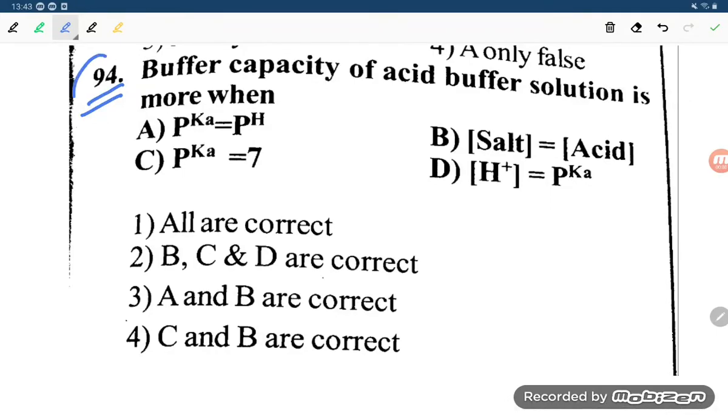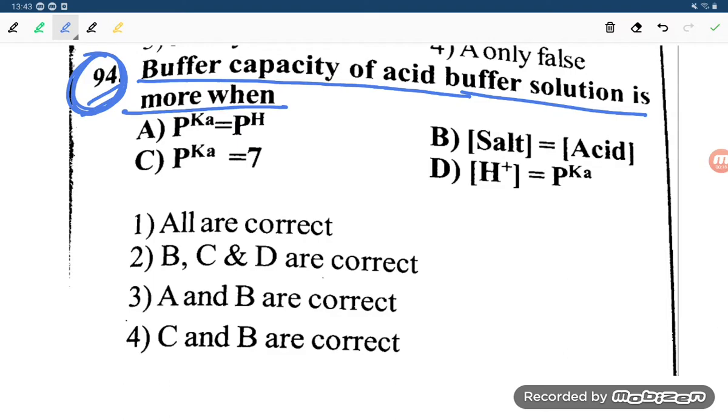Hello student, let us see problem number 94. Buffer capacity of acid buffer solution is more when... So when will it be more? The buffer capacity will be more in the case of the first, when pKa is equal to pH, because pH is equal to what, student?